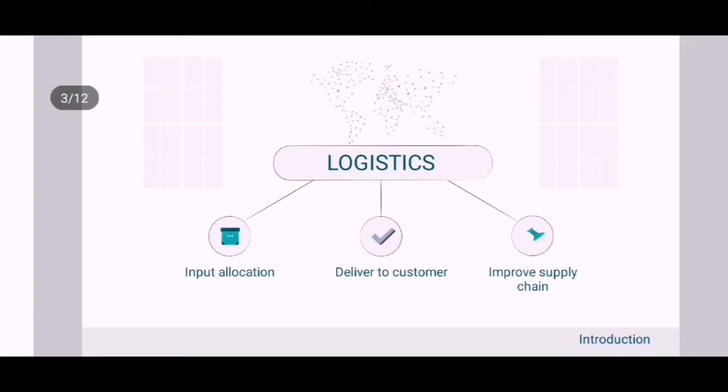Now, as you all know, logistics is the heart of any organization's business process. The main goal of logistics is to have the right amount of inputs at the right time, taking it to the appropriate location in good condition, delivering it to customers at the right time, and building and improving the supply chain to meet the increasing demand of customers.